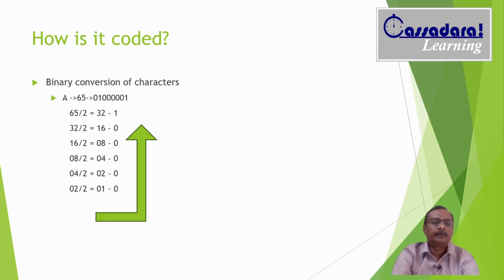So 65 is then converted to a binary number in the normal fashion. So A's value will be this. Like this, we take 1 byte and try to assign 127 characters, which includes alphanumerics like 0 to 9, the text value of 0 to 9, not the number value.